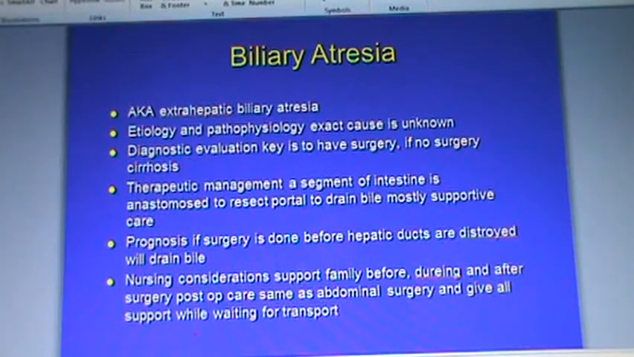Prognosis: if surgery is done before hepatic ducts are destroyed, will drain bile. Nursing considerations: support the family before, during, and after surgery, post-op care, same as abdominal surgery, and give all support while waiting for transport.